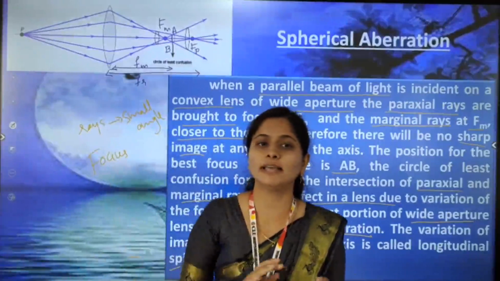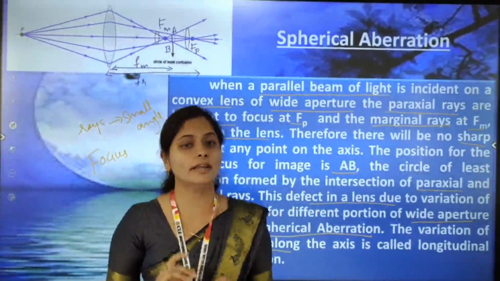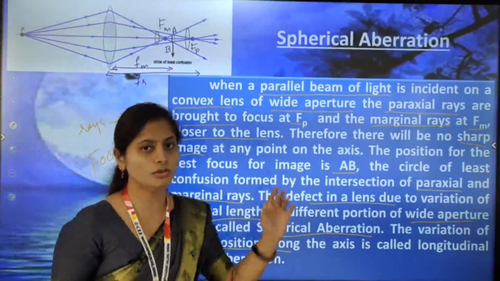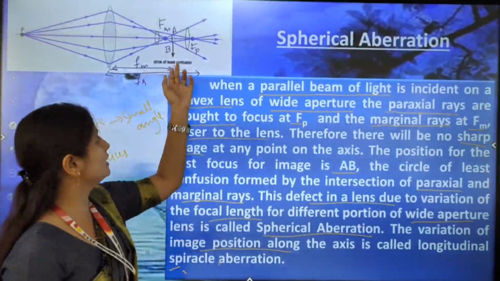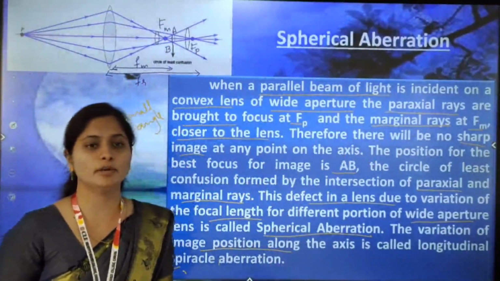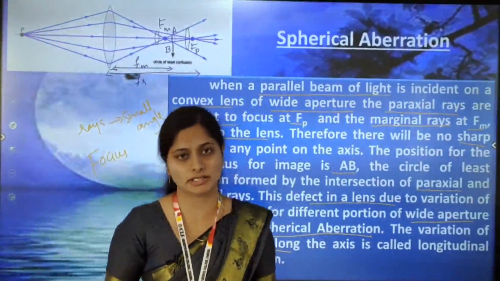Here we are not getting any sharp image, but we are getting the focus. That focus is AB, and we call this the circle of least confusion. Why did this happen? Because of the intersection of the paraxial and the marginal rays.